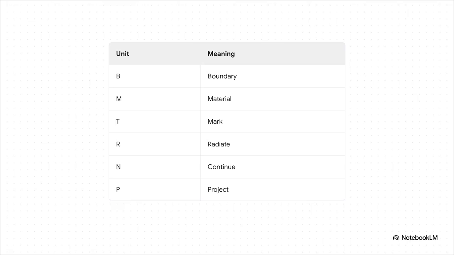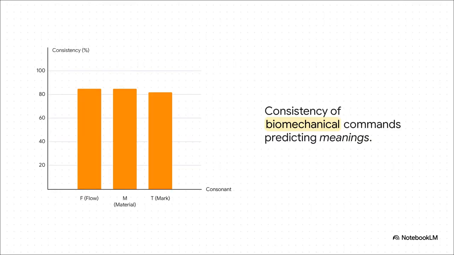B means boundary. M means material substance. T is the discrete point of contact, the mark. R means to radiate outward. N is the ongoing flow, or to continue. P is to project force outward. The whole idea is that when you string these units together, you are compiling the actual code for the reality you're describing. Now, I know what you might be thinking.